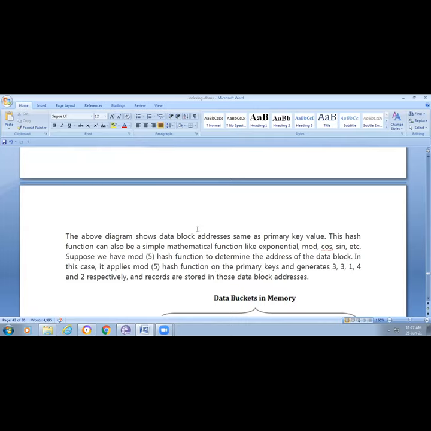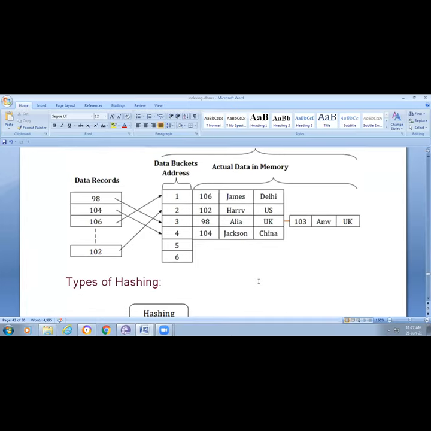The hash function can also be a simple mathematical function like exponential, mod, cos, sine, etc. Suppose we have a mod 5 function to determine the address of the data block. In this case, applying the mod 5 hash function on the primary keys generated 3, 3, 1, 4, and 2 respectively, and the records are stored at those data block addresses. Let's try to observe.